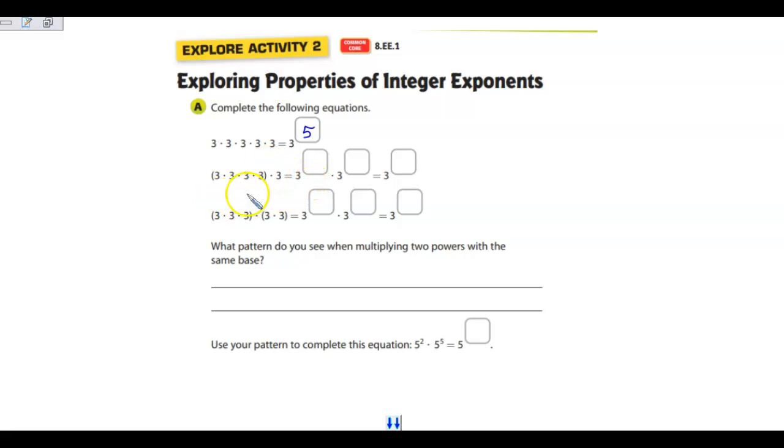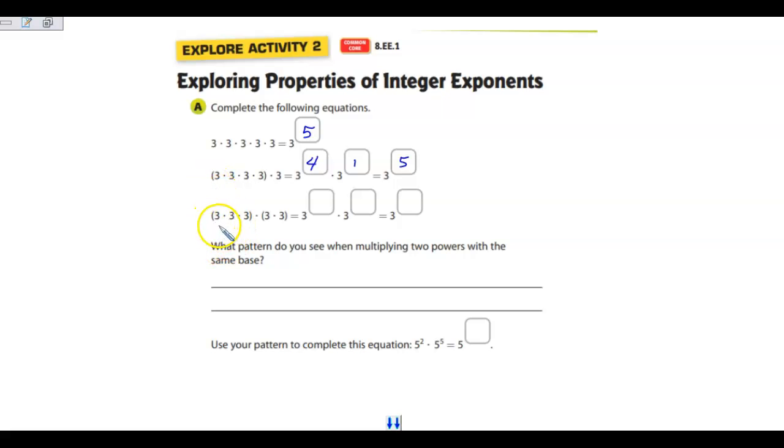In this example, I have a grouping symbol with 4 3's being multiplied and 1 on the outside. So since my base is 3, I'm going to have 3 to the 4th power and 3 to the first power because there's only one of them. And all together I have 1, 2, 3, 4, 5 3's, so all together that's going to equal 3 to the 5th power. Remember, this is because they're all the same base.